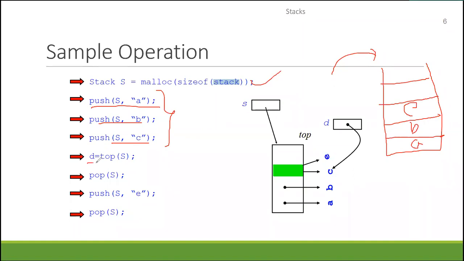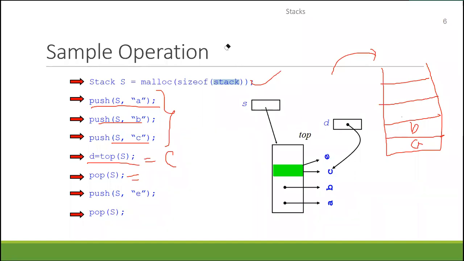Now D equals top. As you have seen, what does top do? Top just shows you what is the recent element. So this line will return C, because C is the last inserted element. Pop S, what this will do, this will remove C. So after using the pop, the stack will look like this. C will be gone.